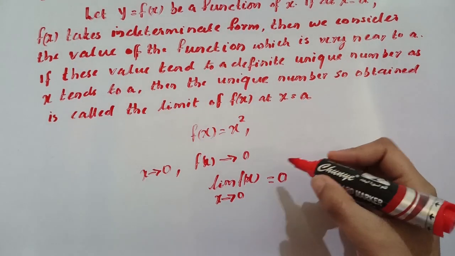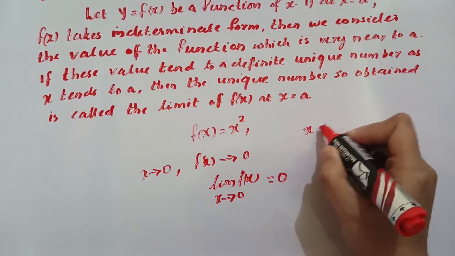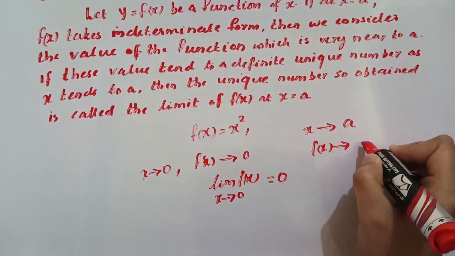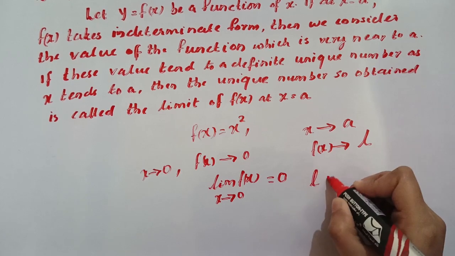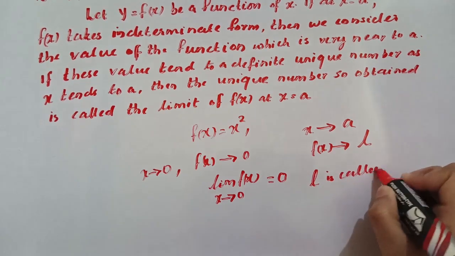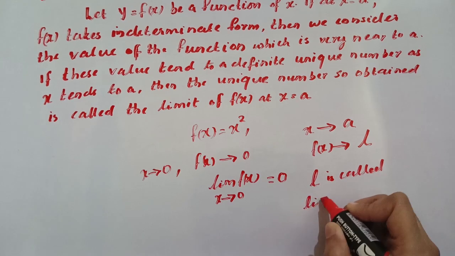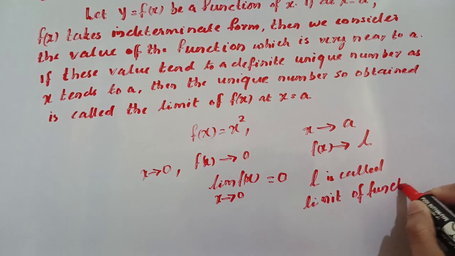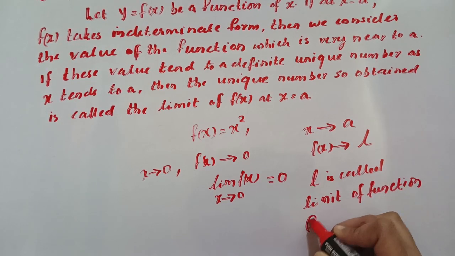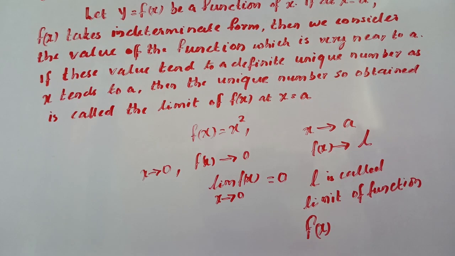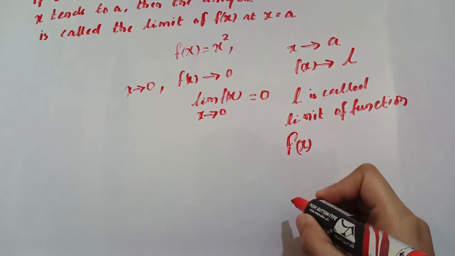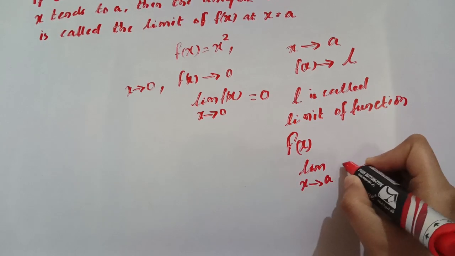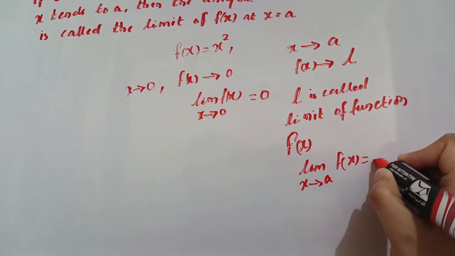In general, we can write: as x tends to a, f of x tends to L, then L is called the limit of the function f of x. It is written symbolically as limit x tends to a, f of x is equal to L.